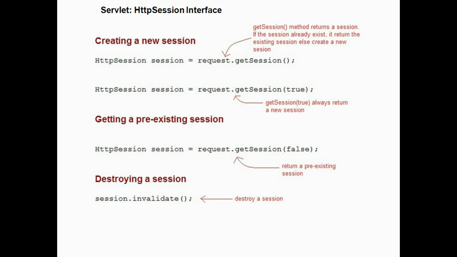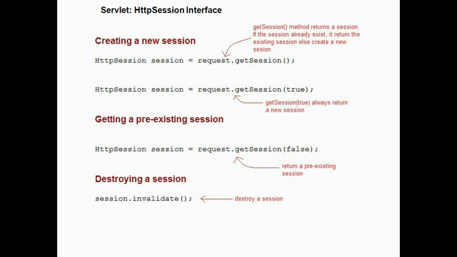So how to get a pre-existing session: you can directly pass a parameter value as false, which returns a pre-existing session. And last one, destroying a session. By calling the session object and applying the method called invalidate, it automatically destroys the session.